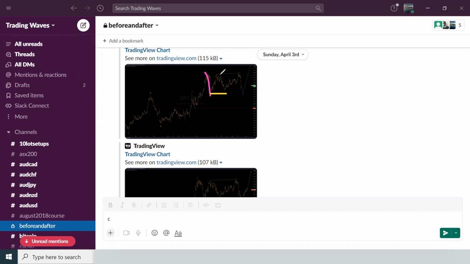So we have been looking at this corrective structure here on the DXY, giving us this complex B corrective structure there. If you look at the blue line, we're looking for this one to continue to come here, drop, and make a move to the upside. So this was the week before, not just the last week. This is how that market has played out.